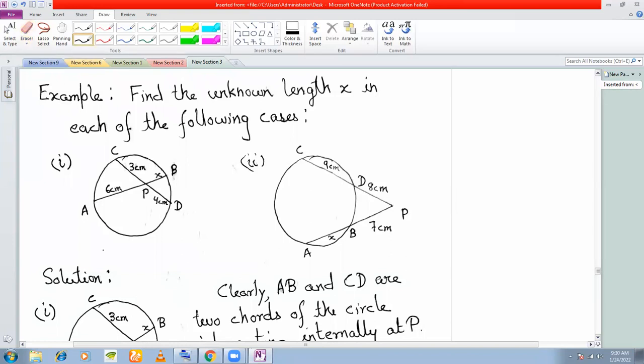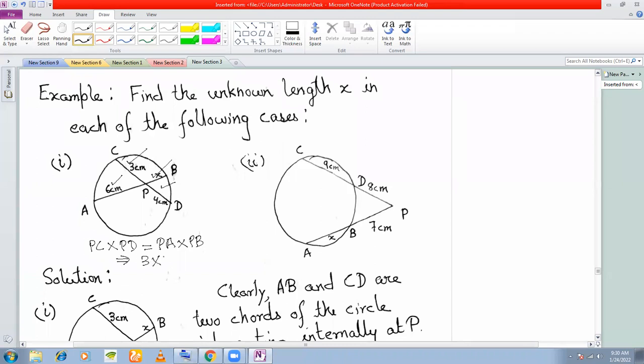Now, from the theorem, what can we say? This is one segment here, right? PC. This is another segment here, PD. Take the product of these two. Also, take the product of these two, PA. And this is another segment, PB. And they must be equal according to the theorem. Okay. So now you can simply put the values here.